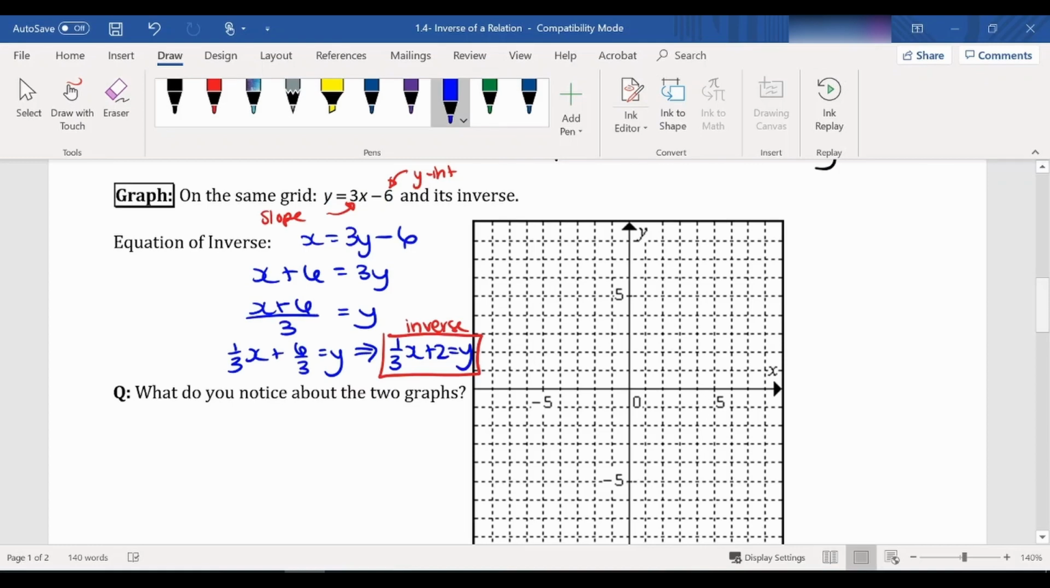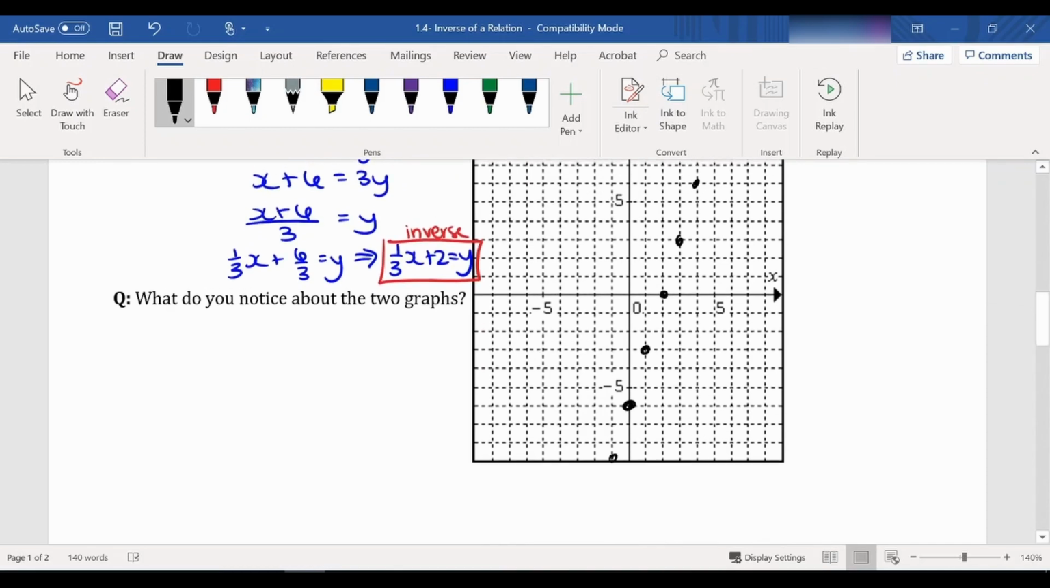Okay. So here I've got, let's do it in black, the original one here. So my y-intercept is -6. And then my slope is 3. Rise of 3, run of 1. Rise of 3, run of 1.